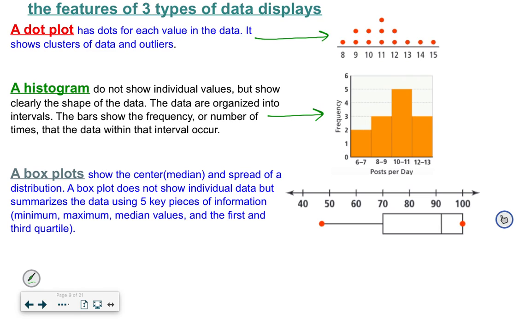The last one is a box plot. Box plots show the center, median, and spread of a distribution. A box plot does not show individual data, but summarizes the data using five key pieces of information: minimum, maximum, median values, and the first and third quartile.